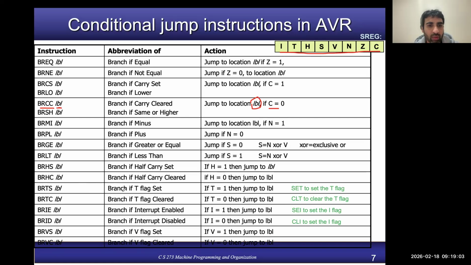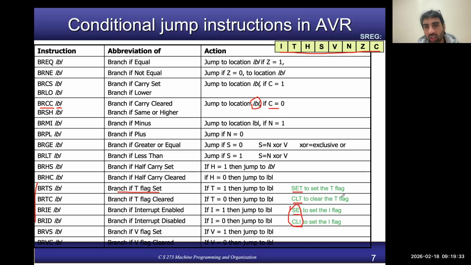There are some other instructions, for example, this instruction, branch if T flag is set. And how do you set the T flag? By calling the SET instruction to set the T flag. Similarly, you can clear the flag by calling CLT, set the interrupt flag with SEI, and clear the I flag with CLI. We will talk about these instructions in more detail in later lectures on interrupt handling, but for now, we will not be using them.